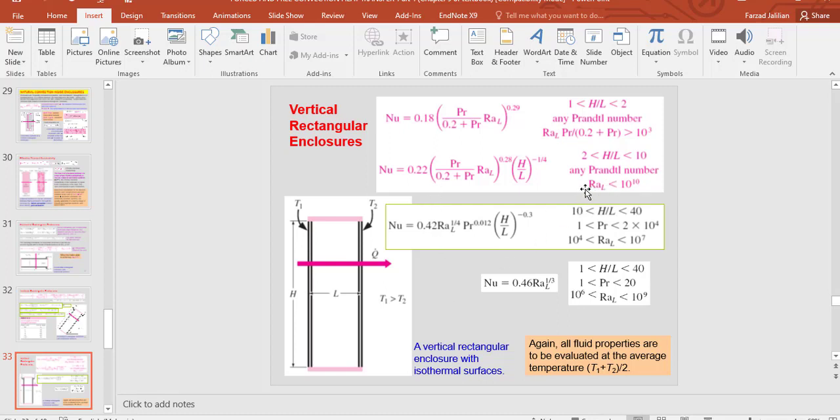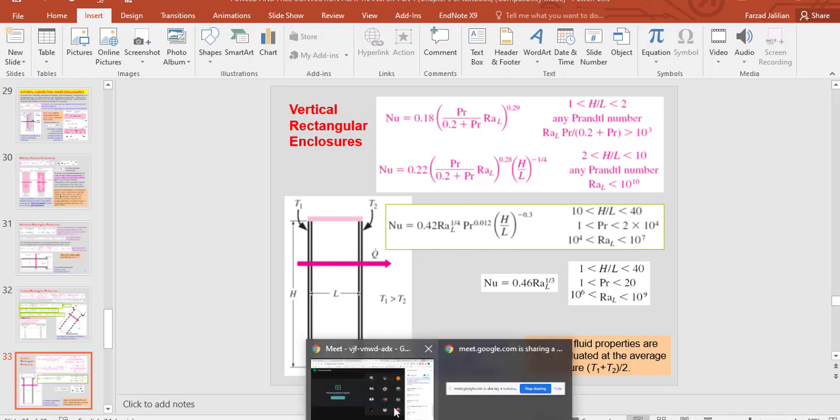Always we should calculate the Rayleigh number. We should find the Prandtl number for the average temperature of T1 and T2. Then we can use this equation or this one according to the geometry of the enclosure. And for other geometries, when this aspect ratio is between 10 and 40 and the Prandtl number is between 1 and 2 times 10 to the power 4, and also the Rayleigh number is between 10 to the power 4 and 10 to the power 7, we can use this equation to find the Nusselt number.